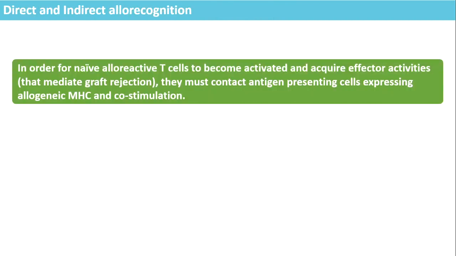I want to have a quick look at direct and indirect allorecognition. But before that, I just wanted to put up this statement saying that if you have a naive alloreactive T cell that needs to become activated and acquire effector activities that would be responsible for mediating graft rejection, that T cell must encounter an antigen-presenting cell as well as co-stimulation. The antigen-presenting cell must also have this allogenic MHC. So that's showing that you need that adaptive immune response for the rejection.